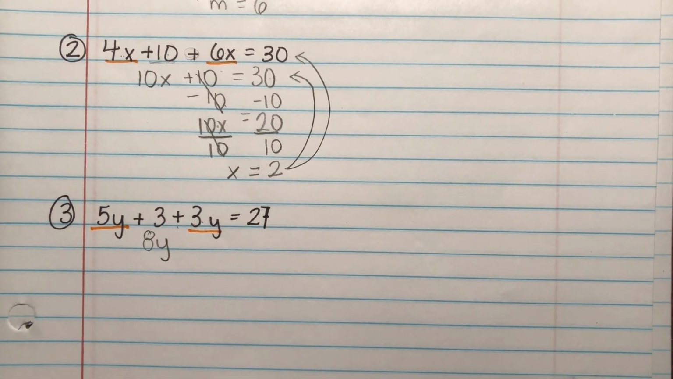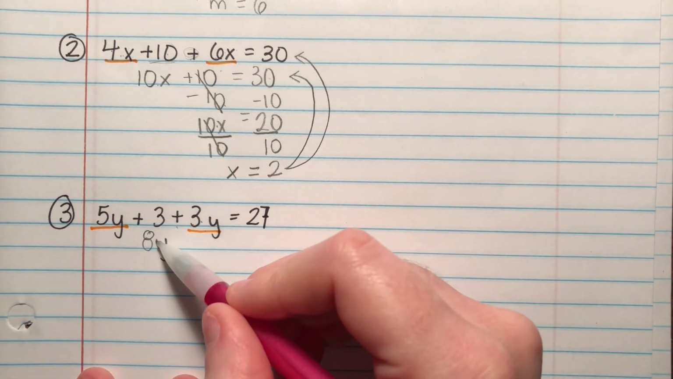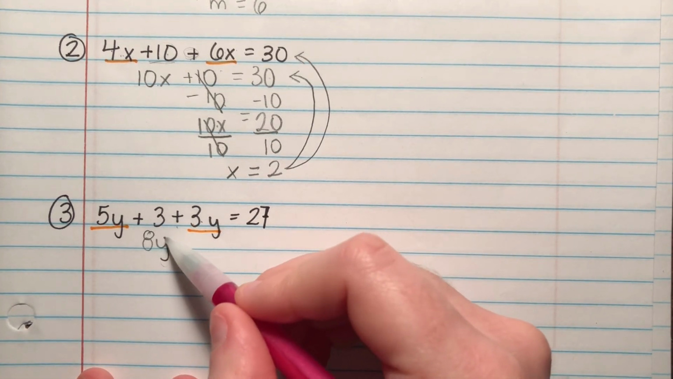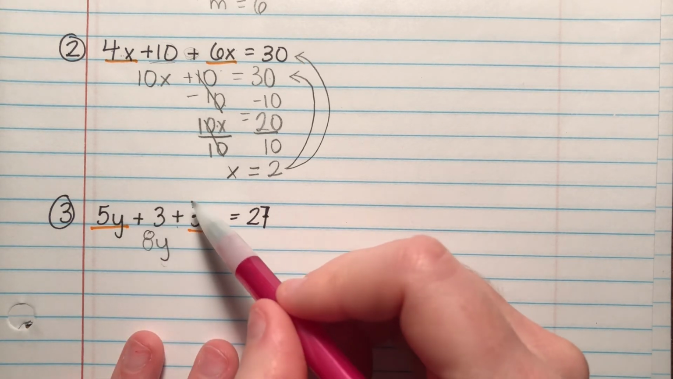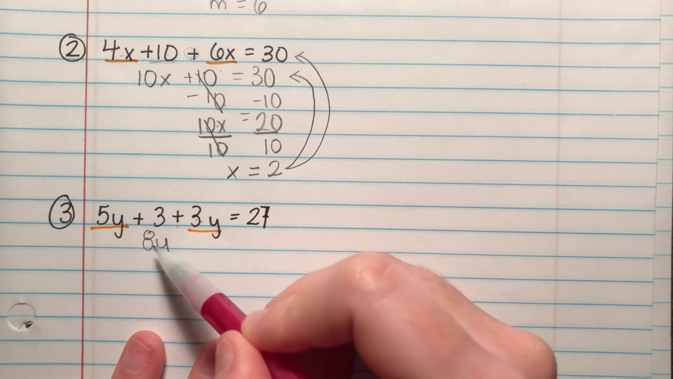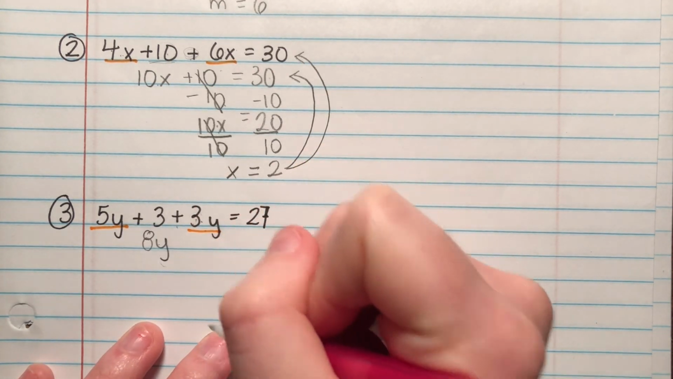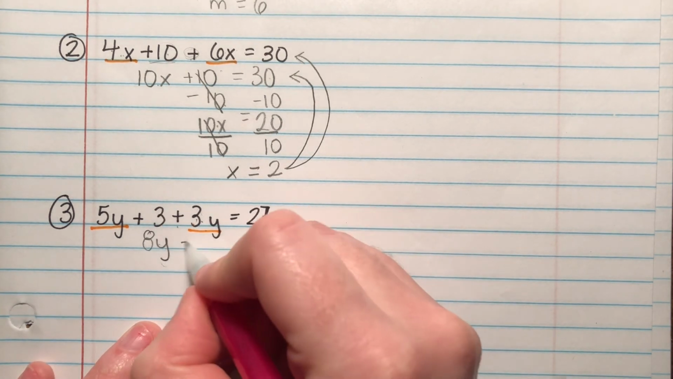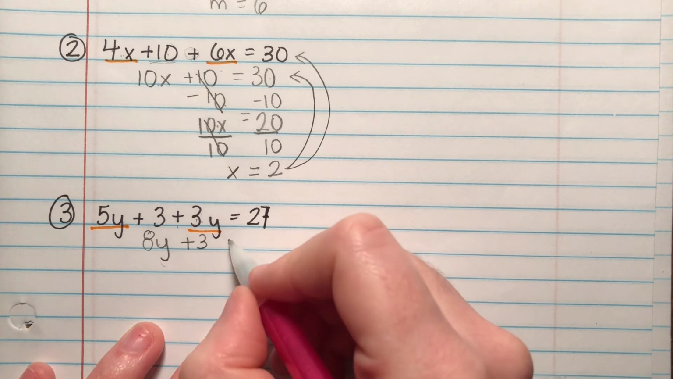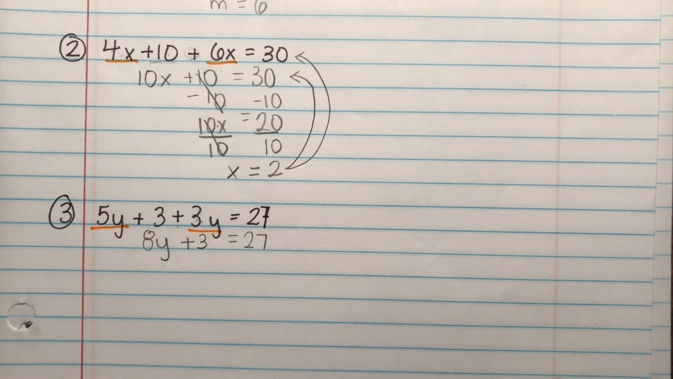Now remember, when we're adding these like terms, it doesn't affect this variable here. So it's not going to become y squared or anything. We're just adding. So 5y plus 3y equals 8y. I'm only going to combine the coefficients, okay? What am I left with on this left side? Well, I didn't write the plus 3 yet, so that's what I have left on this side. Equals 27.